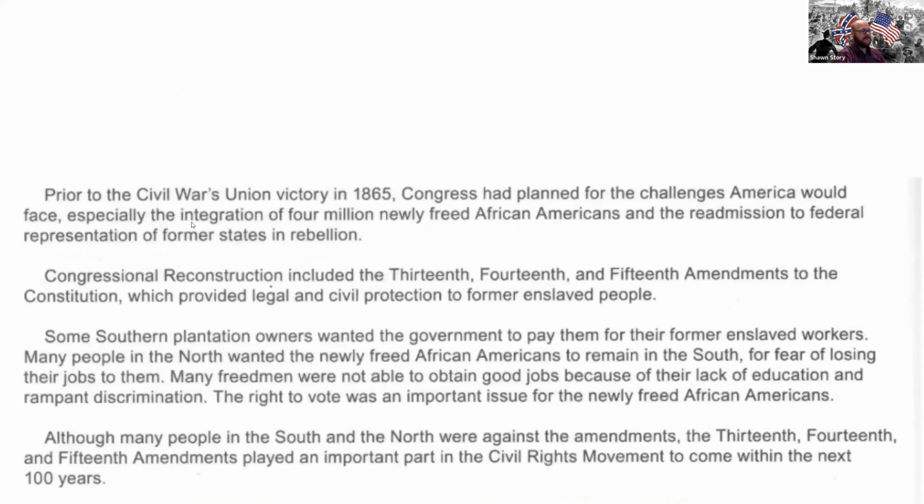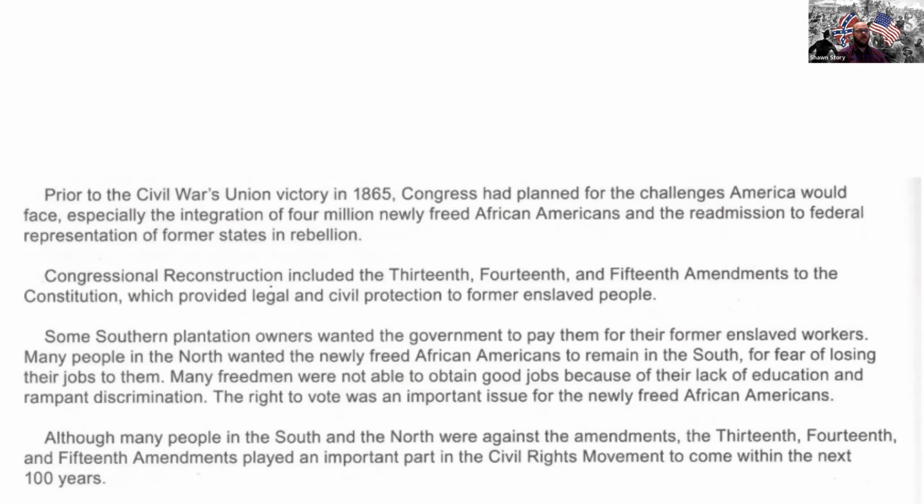All right. Here's our reading. Prior to the Civil War's Union victory in 1865, Congress had planned for the challenges America would face, especially the integration of 4 million newly freed African Americans and the readmission to federal representation of former states in rebellion. Congressional Reconstruction included the 13th, 14th, and 15th Amendments to the Constitution, which provided legal and civil protection to former enslaved people. Some Southern plantation owners wanted the government to pay them for their former enslaved workers.